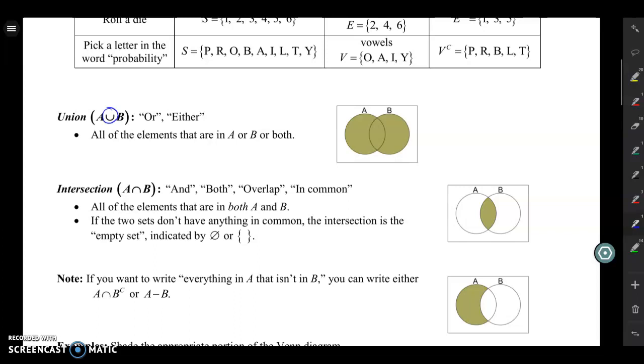If you look at this Venn diagram on the right, it means that I want everything that's in the A circle, which is already shaded in green, everything that's in the B circle, and I'm going to include all this stuff that overlaps between A and B.